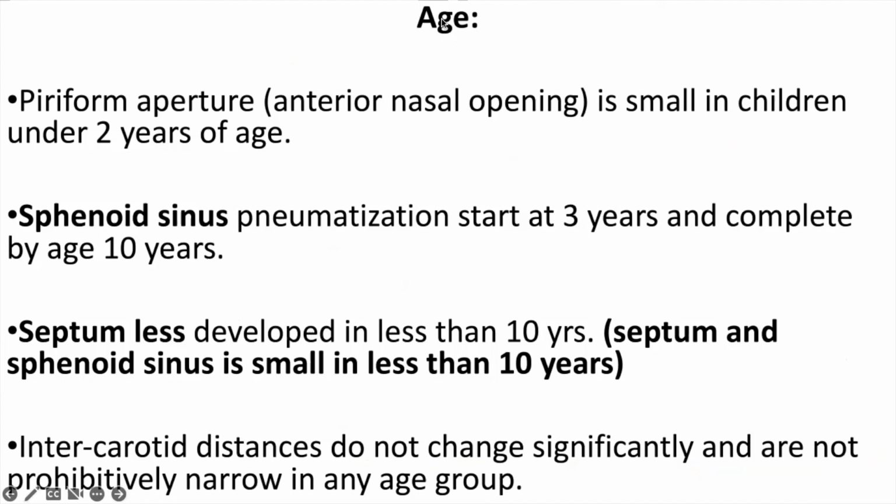Regarding age, the pyriform aperture is small in children under 2 years of age, and sphenoid sinus pneumatization starts at 2 years of age and completes at 10 years. The sphenoid sinus and septum are both less developed under the age of 10. But the intercarotid distance remains the same at any age, even at birth.